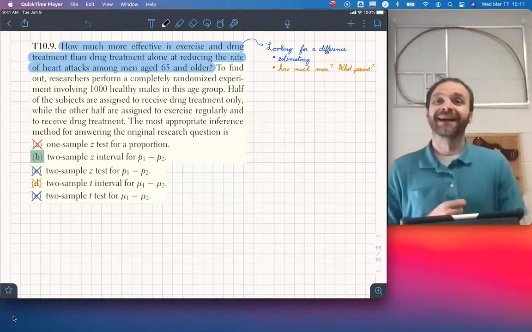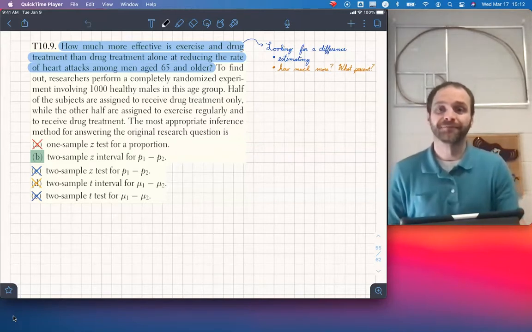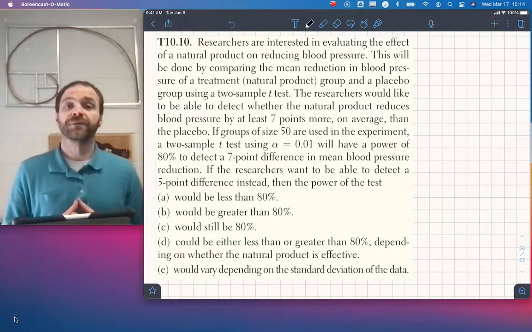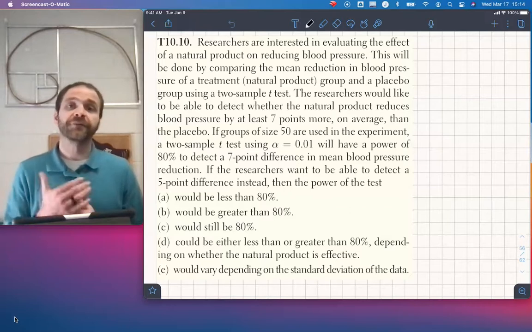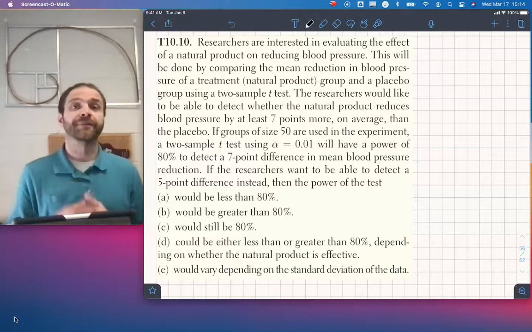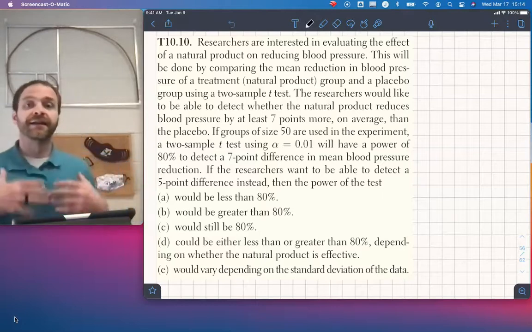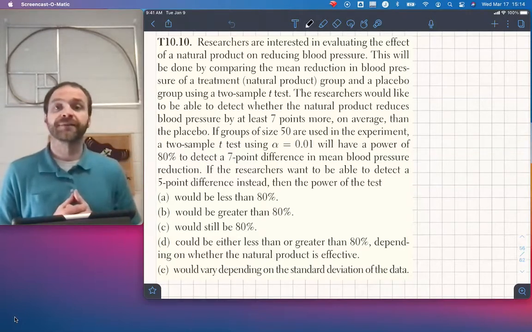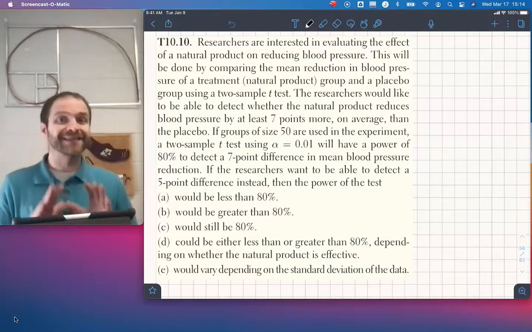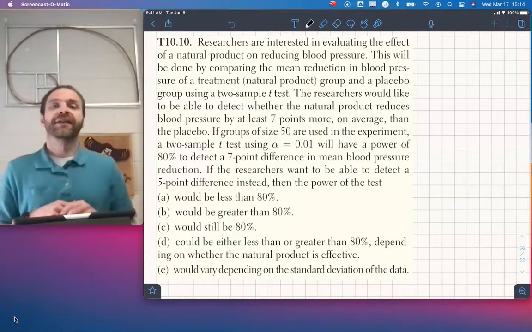And this one has some pretty deep stuff to it. Researchers are interested in evaluating the effect of natural product on reducing blood pressure. This will be done by comparing the mean reduction in blood pressure of treatment natural product group and a placebo group using a 2-sample t-test. It's giving us the information for the name. The researchers would like to be able to detect whether the natural product reduces blood pressure by at least 7 points more on average than the placebo group.